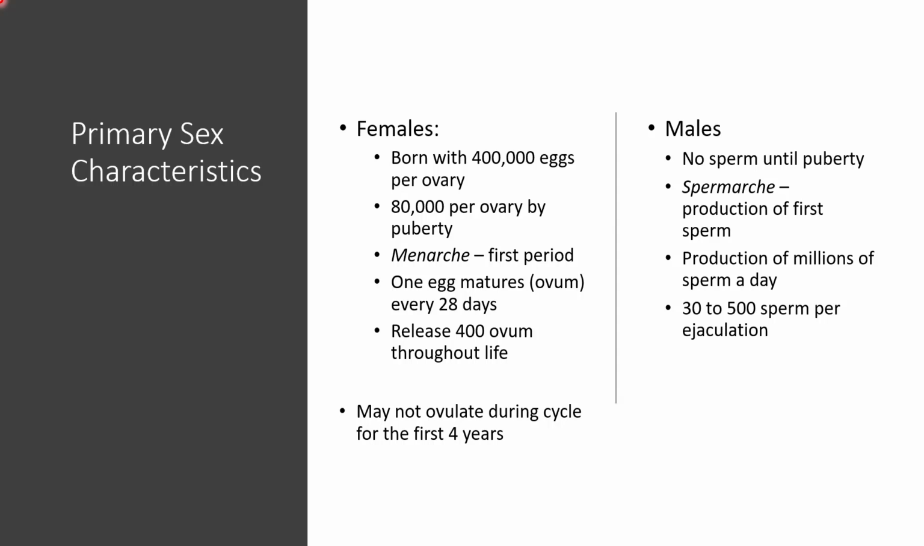Males, on the other hand, do not have any sperm at birth. They don't begin to produce sperm until puberty. We call the first production of sperm spermarche, and they can produce millions of sperm a day. For each ejaculation, men produce or release roughly 30 to 500 sperm. So you can see this vast difference in how male and female reproductive systems work.